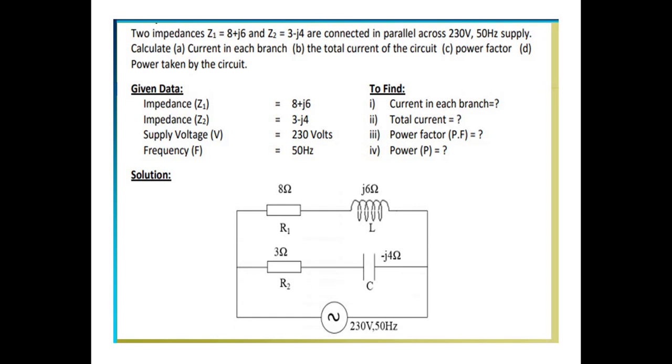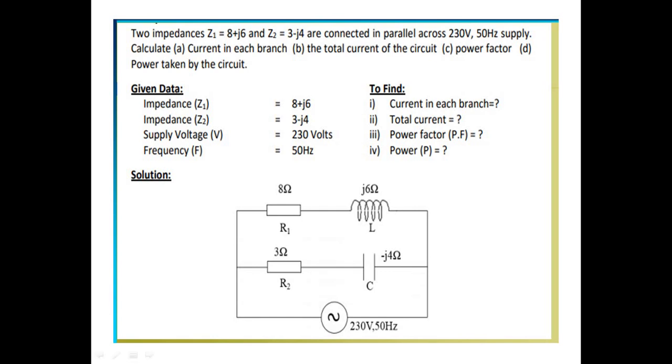Another one. Two impedances Z1 8 plus j6 and Z2 3 minus j4 are connected in parallel across 230 volt 50 Hz supply. Calculate the current in each branch, the total current of the circuit, power factor and power taken by the circuit. Given data: impedance Z1 is 8 plus j6 and impedance Z2 is 3 minus j4. Supply voltage 230 volt, frequency 50 Hz. Then find current in each branch, total current, power factor and power.